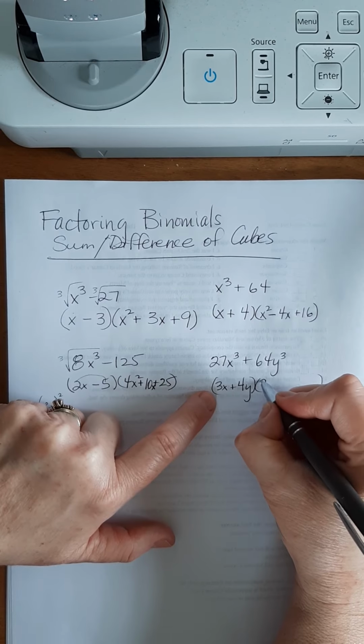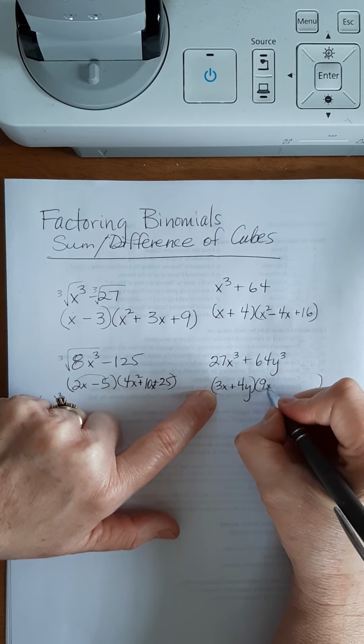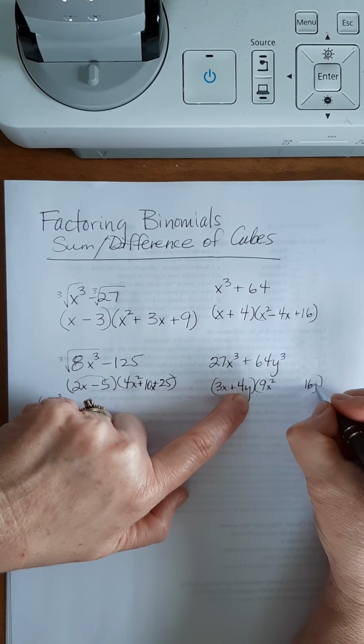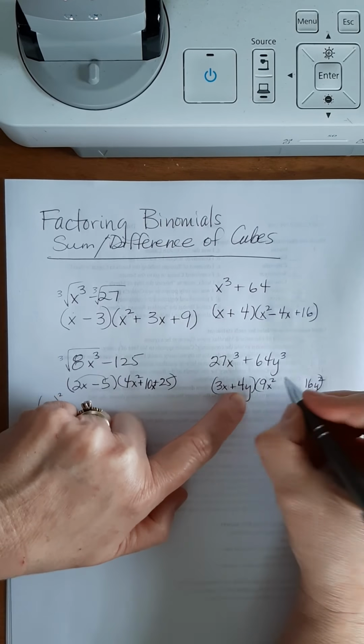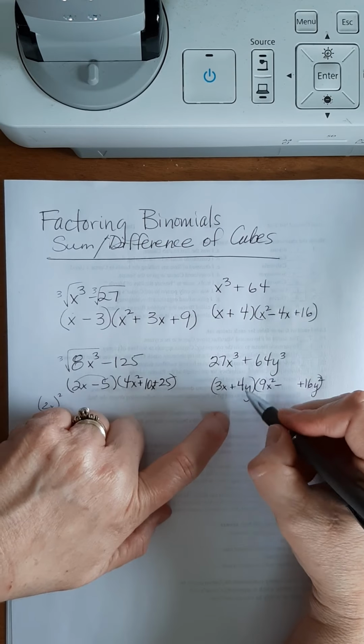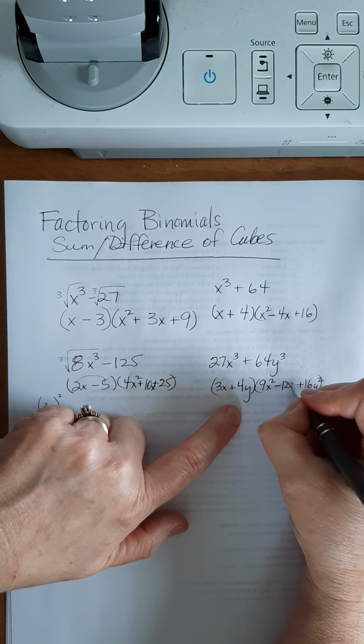Square the first one. So 3 squared, then x squared. Square the last one, 16y squared. Always opposite sign, always plus. Multiply the numbers in the middle.